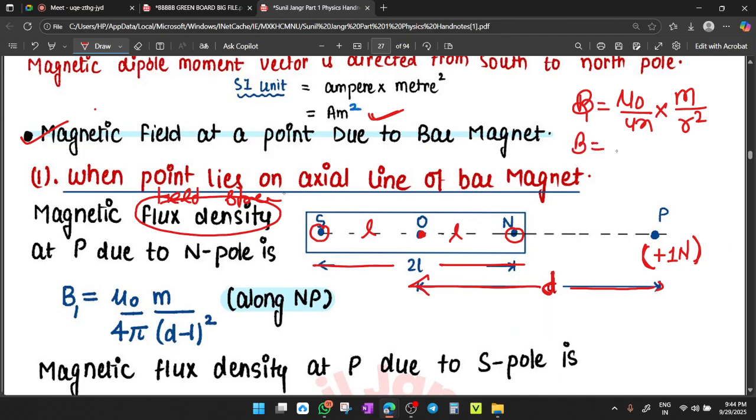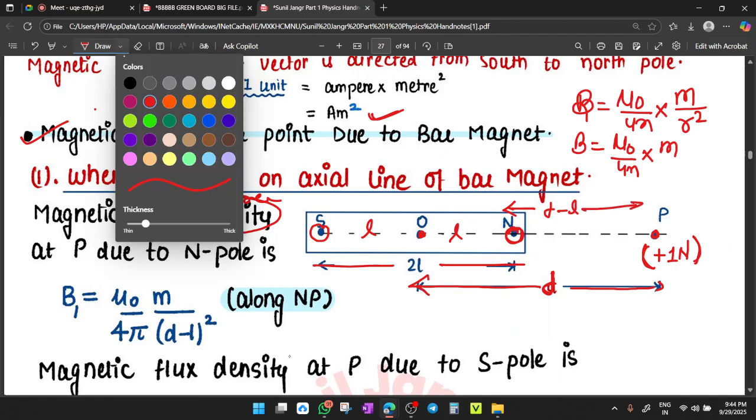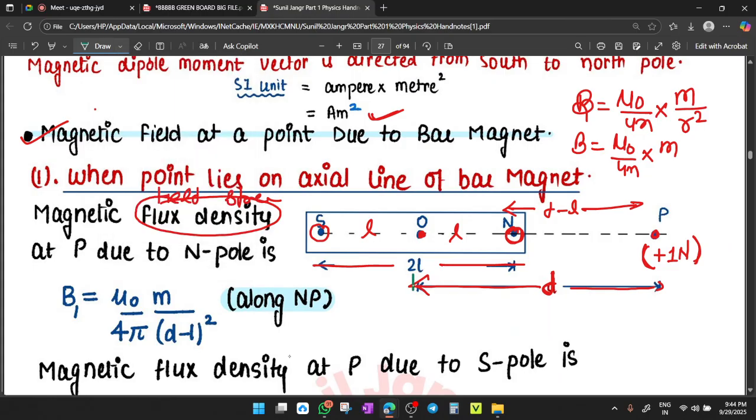So B equals mu naught upon 4 pi into pole strength M. Now tell me the distance here, beta. The distance from this north pole to this point could be D minus L. Agree or not agree? As this distance is D from the center, and this distance is L, on subtracting L from D, this part will remain as D minus L, right?